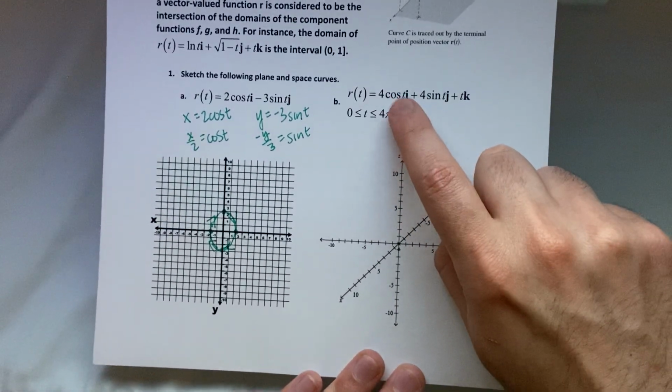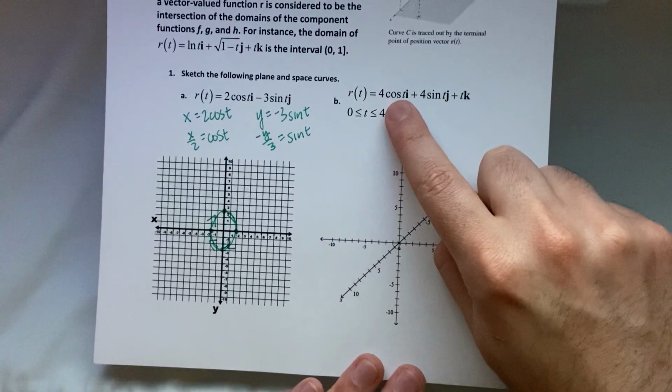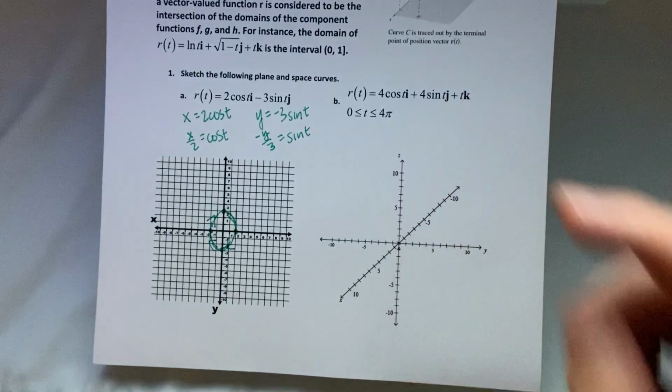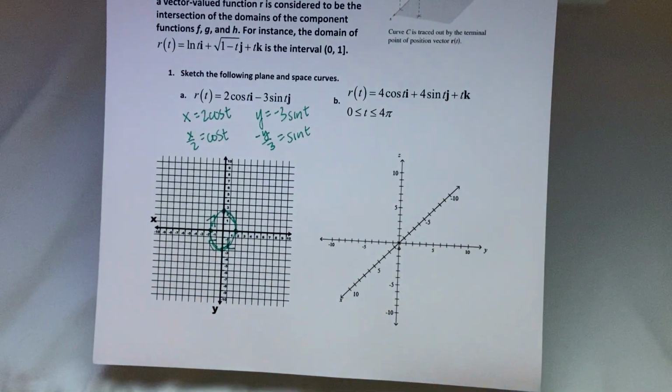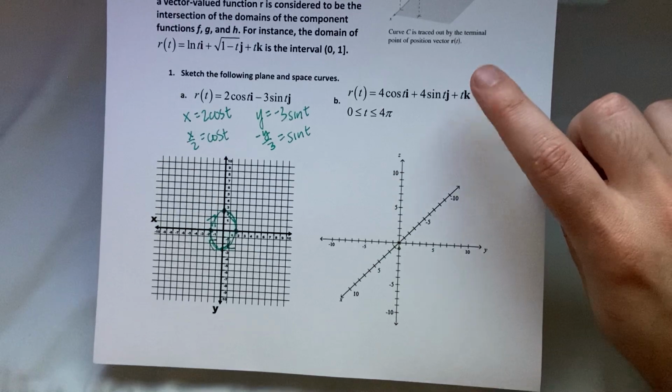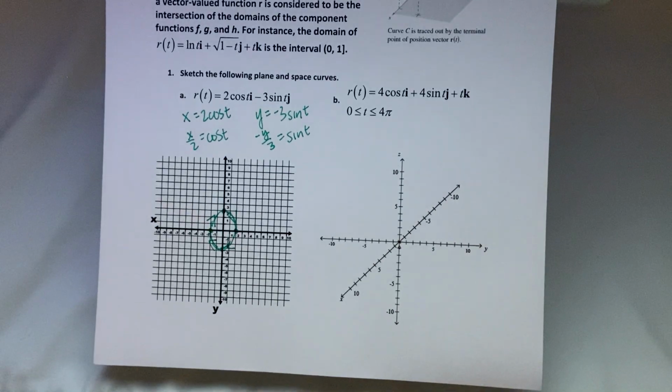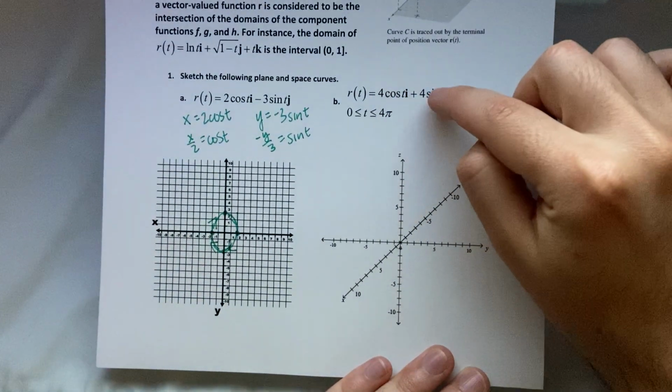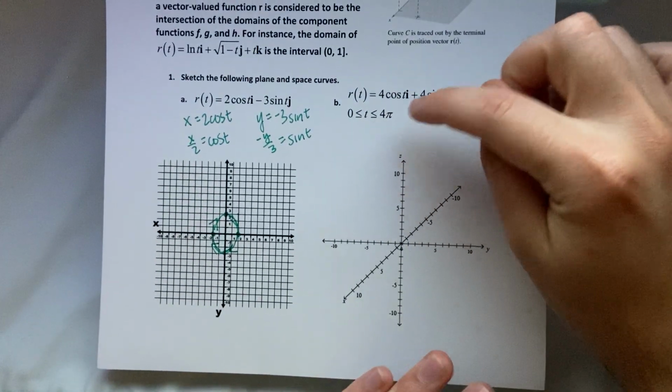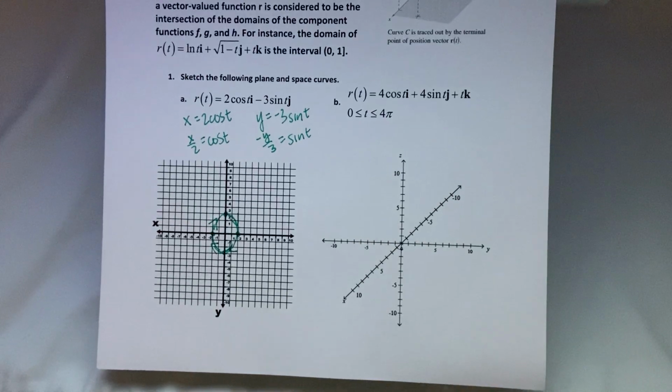For cosine t, x has a radius of 4, y has a radius of 4. So we're talking about a circle of radius 4. But k doesn't have a trig variable, it's just t from 0 to 4 pi, which means that the height, k, should be increasing to 4 pi the whole time. So we should be traveling along a circle. This should be the normal direction the circle goes, because they're both positive, so going clockwise.